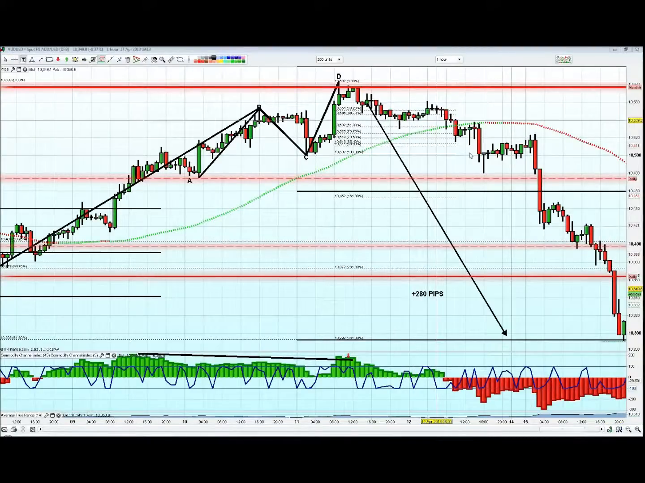Okay, so it would have been safe to take shorts all the way down on this, potentially 280 pips more if you're on the smaller time frames. It depends how you trade it. Okay.